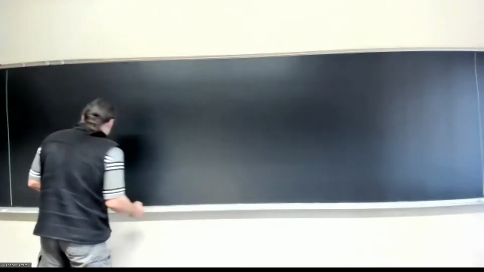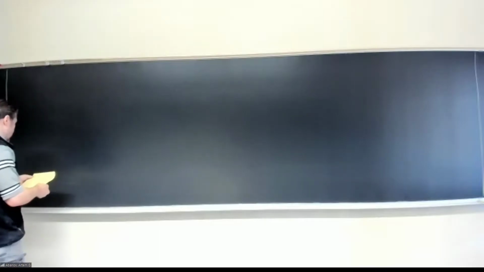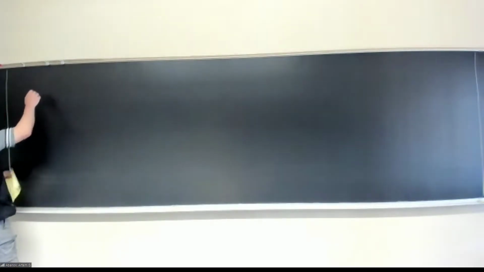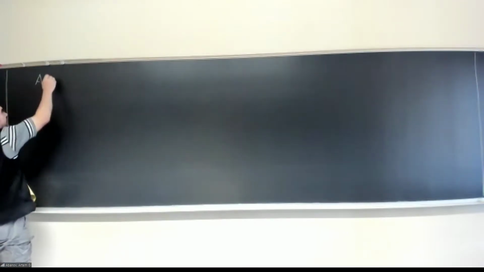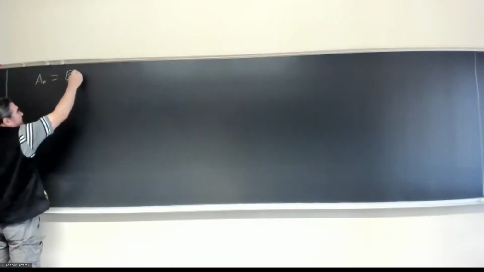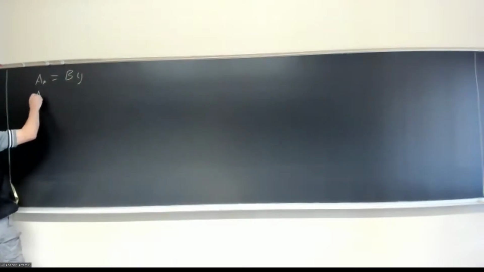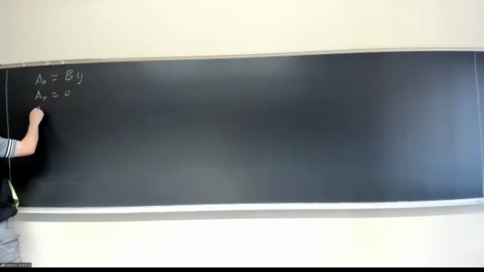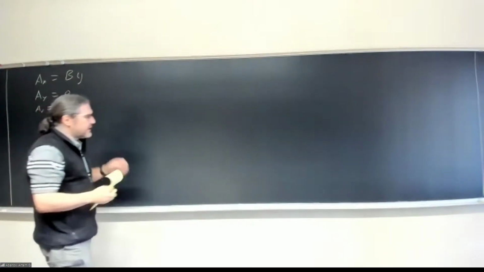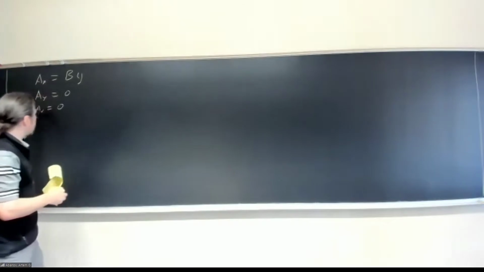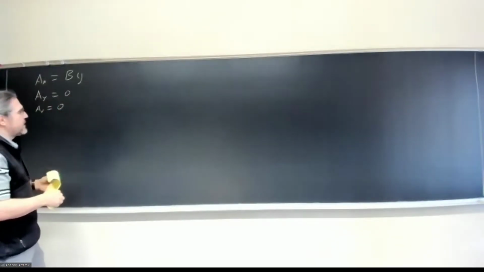You had a gauge vector potential, which was given as A. It's a vector, so it depends on coordinates. Ax equals some constant times y, ay equals 0, and az equals 0. So everything happens in the xy plane, and so let's forget about the z coordinate. Nothing depends on it anyway.